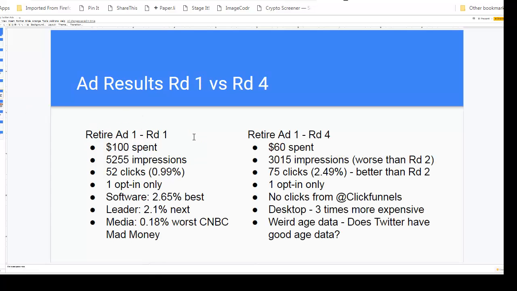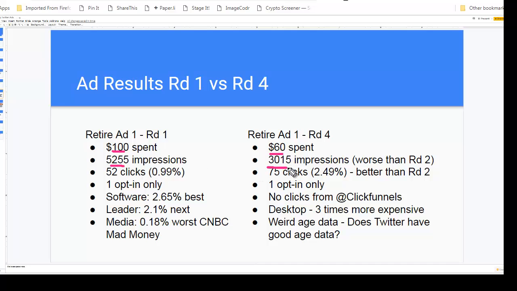So let's see how the results went. Remember this is round 4 against round 1. So quick numbers, $100, $60. So I spent less money. I spent $60, three test campaigns, $20 each over 2 days.